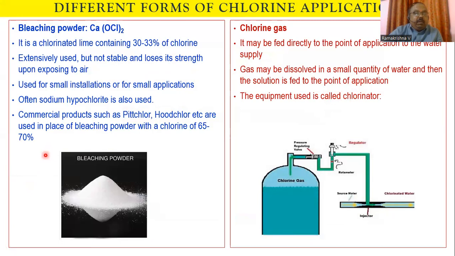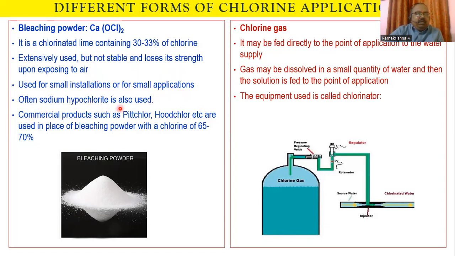The general form of chlorine application in water treatment can be bleaching powder, which is calcium hypochlorite, and 30 to 33% of chlorine is available. It is extensively used but not stable; it loses its strength upon exposure to air, so safe storage is required. Use it for small installations and small applications, particularly during the rainy season. This bleaching powder is dumped in the open wells. Such type of things only we are going to use this.